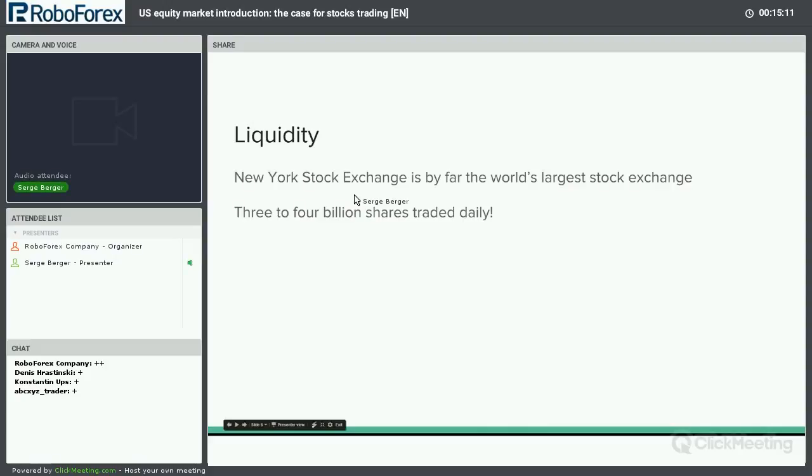There are 3 to 4 billion shares traded on the New York Stock Exchange every single day. That is a lot of volume, and volume equals liquidity. And if you are a Forex trader, then you can certainly relate to the importance of liquidity and understand that liquid markets on average tend to be easier to trade than non-liquid markets. So liquidity is a very, very important aspect of what makes the US stock market very appealing for stock traders.